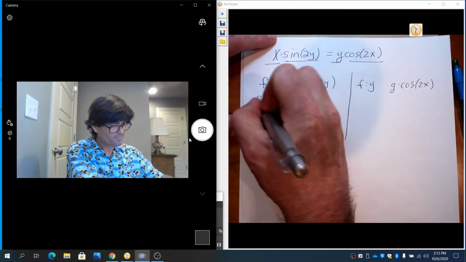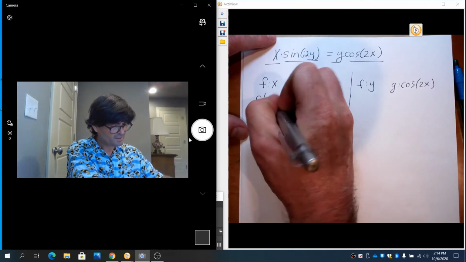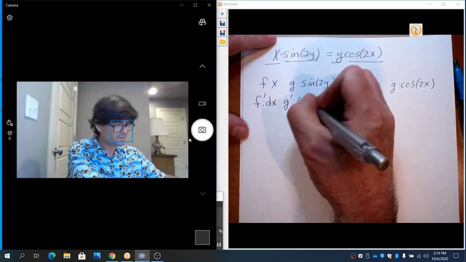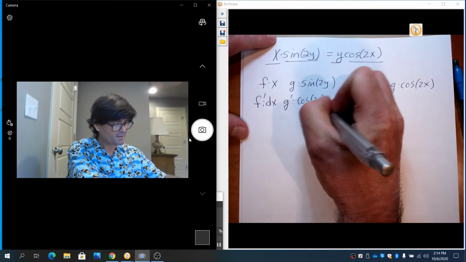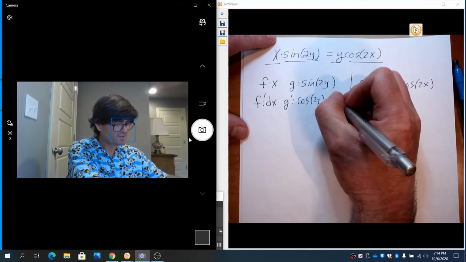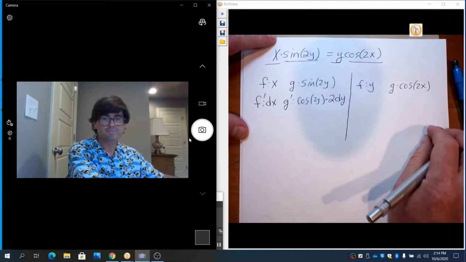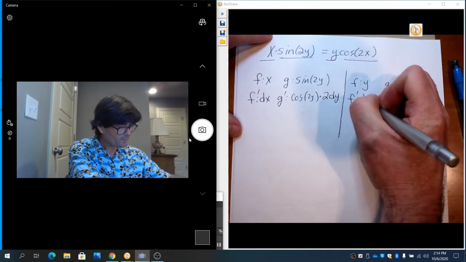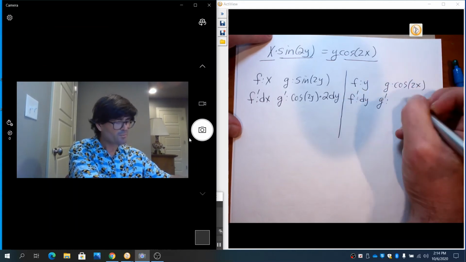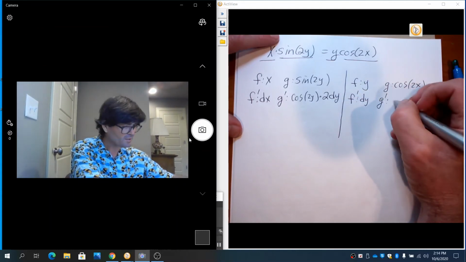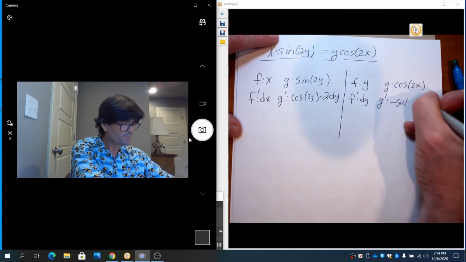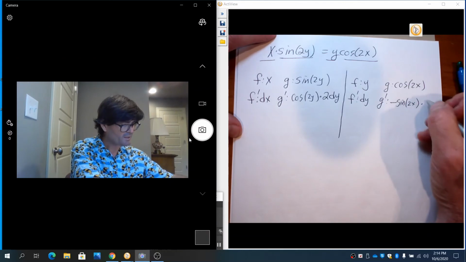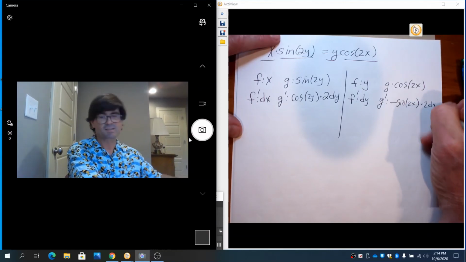F prime is 1 dx. G prime is going to be a chain rule. The derivative of sine is cosine. Recopy the inside. Multiply by the derivative of the inside, 2 dy. Over here, F prime is 1 dy. G prime is a chain rule. The derivative of cosine is negative sine. Recopy the inside is the second step. Multiply by the inside derivative, which is 2 dx.